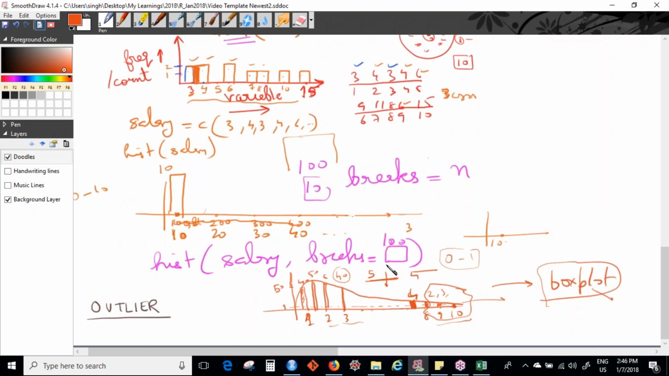So from a histogram you will not get the exact number. You will get an idea that okay, there are outliers. But that exact number you will get from box plot, which we will see later. Histogram gives you an idea kind of, but box plot will clarify all the missing points of a histogram.